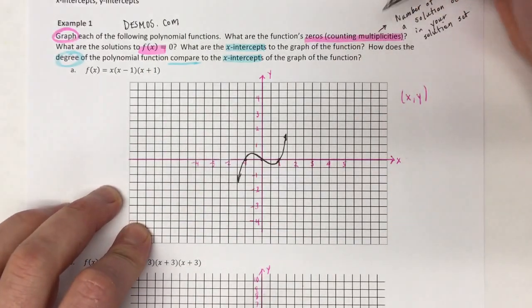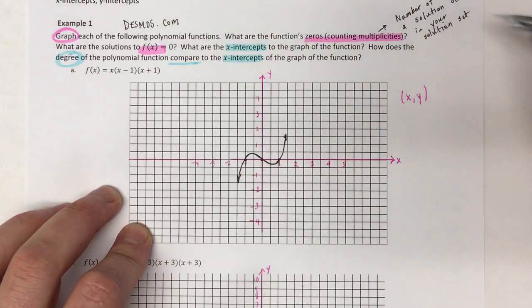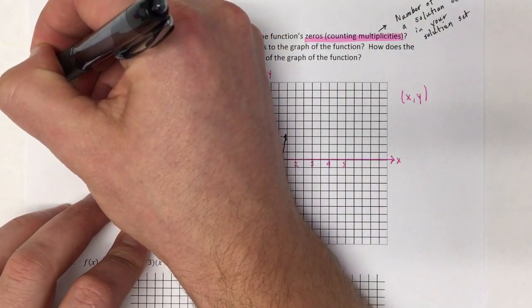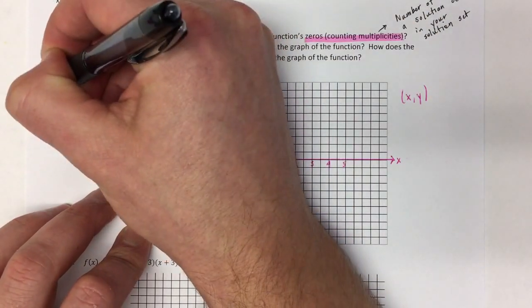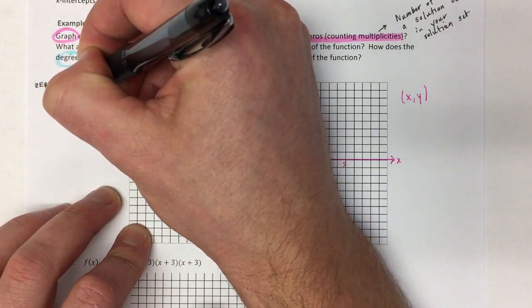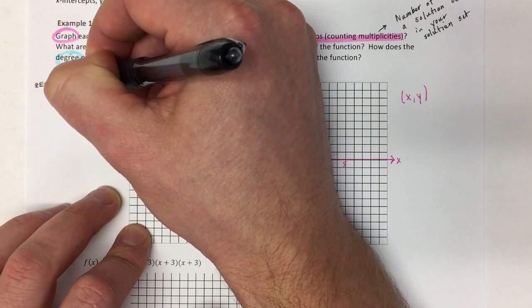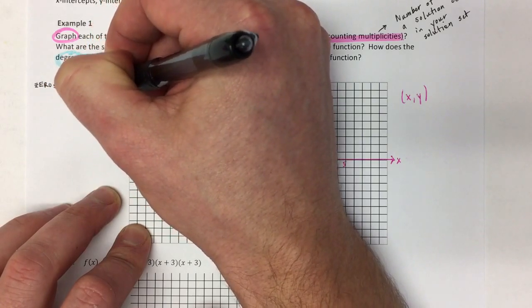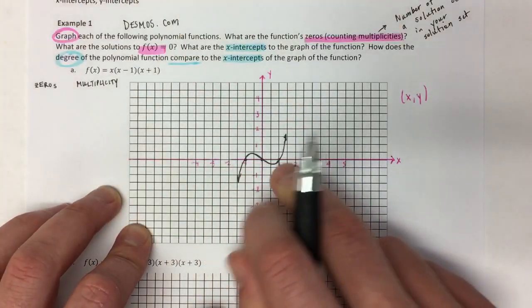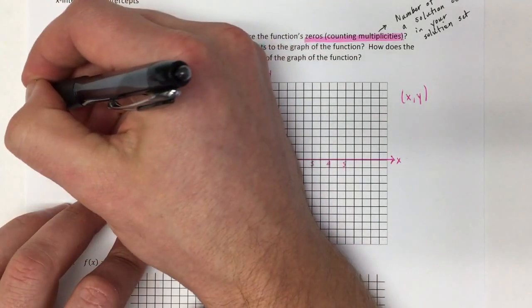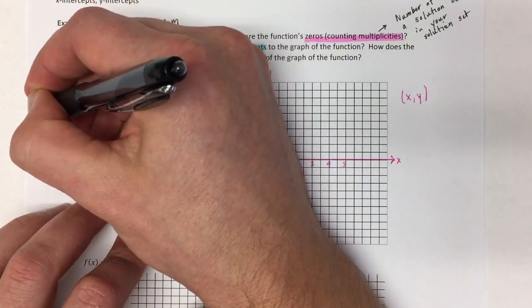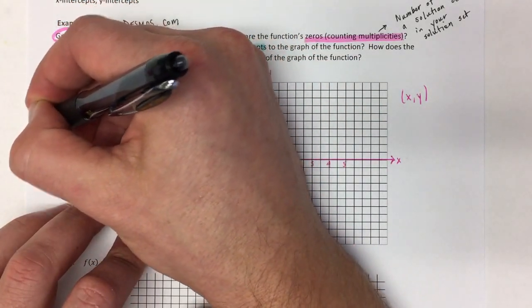And now it asks me about the zeros, including the multiplicity. So my zeros, you can make yourself like a little chart. This is just one tool to stay organized. And so my zeros, as I'm looking at it on the graph, I notice that it's x equals negative 1, x equals 0, and x equals 1.